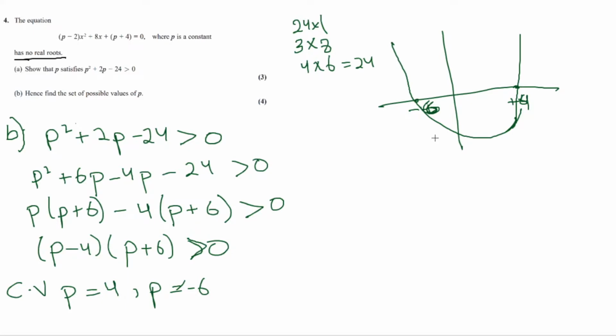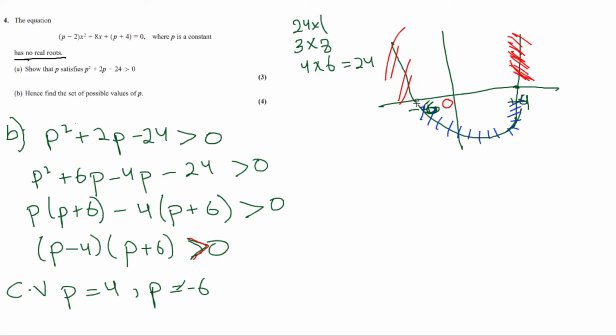Anyway, the inequality says that this graph is greater than 0. This line represents 0, and it's greater than 0 above this line. So the graph goes above 0 here, and below 0, I'm going to make it in blue. So this is all below 0, and the red part is above 0. In this question, we're looking at above 0, so I'm just going to stick to that.